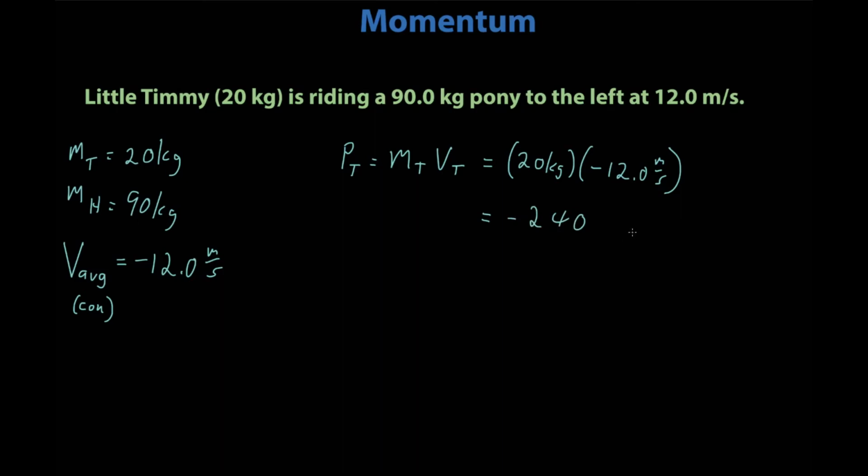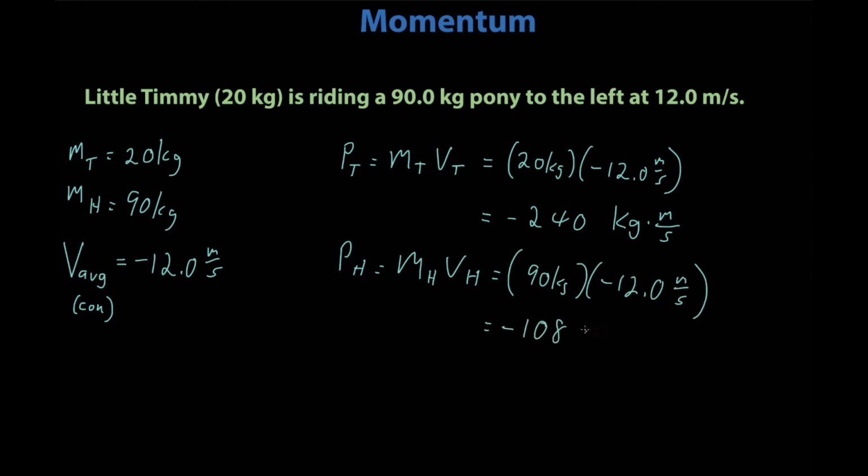Now, what are the units for momentum? Well, there are no special units for momentum, so it is merely kilograms times meters per second. It's literally the units multiplied together. Momentum of the horse is mass of the horse times velocity of the horse, which would be 90 kilograms times negative 12 meters per second, giving me negative 1080 kilograms meters per second.